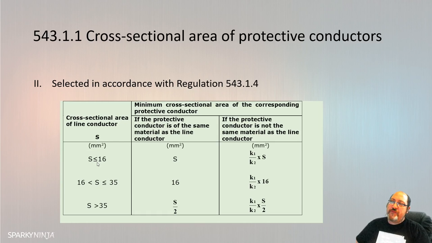Alright. Now, if my line conductor was a 25 mil, then you can see it's 16. If my line conductor is 100 mil, then it's over 35, so that's 50. So we just size it accordingly to that. We match it all the way up to 16 mil. And then when we're over that, we are 16 mil up to 35 mil. If I have anything over 35, then it's half, or the next cable up. It's fairly simple.